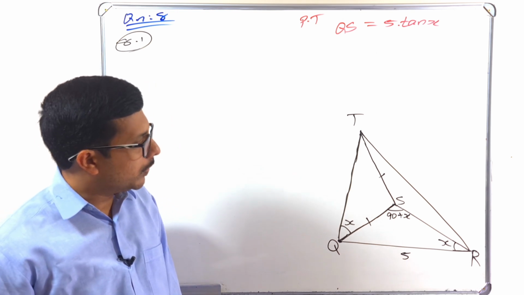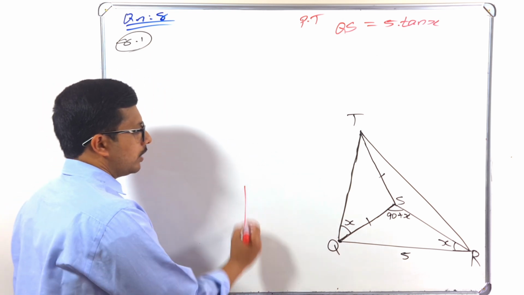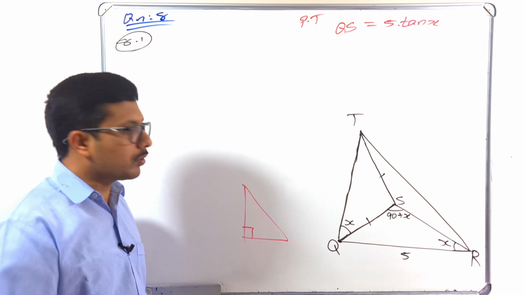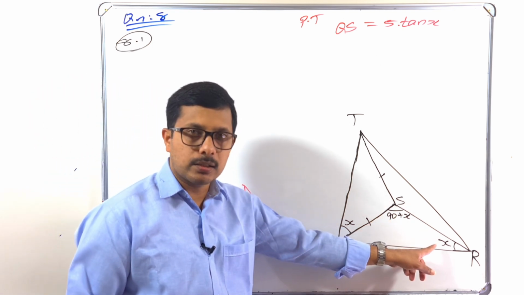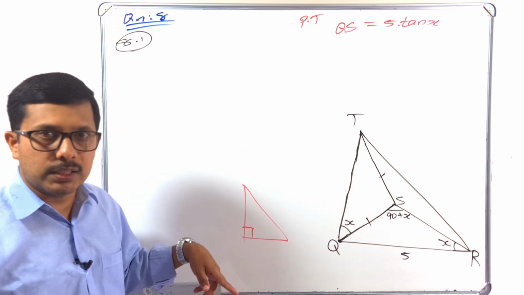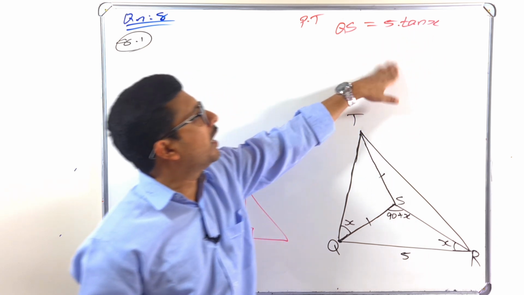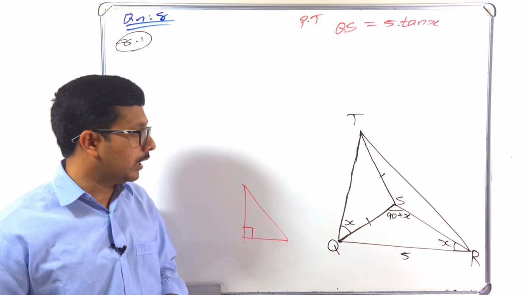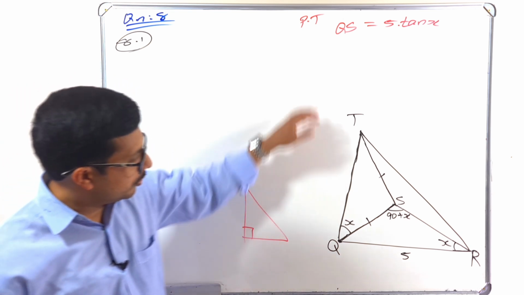Tan x. But here we can't apply adjacent side by opposite side, because none of these angles is exactly 90 degrees. So we can't apply Pythagoras theorem like this, opposite side by adjacent side. You understand? But still they are getting tan. So it means that somehow they got a sine rule expansion or something like that. Anyway, let's see what we want to show.